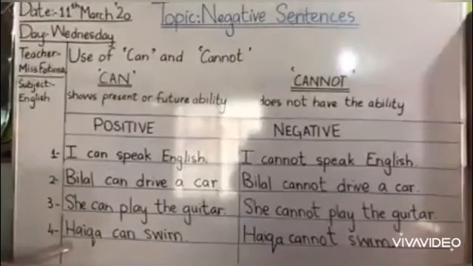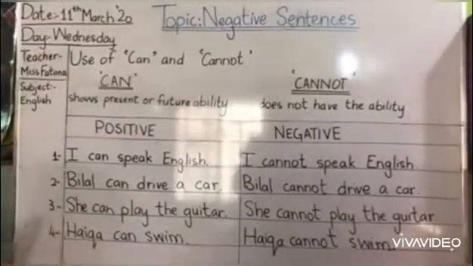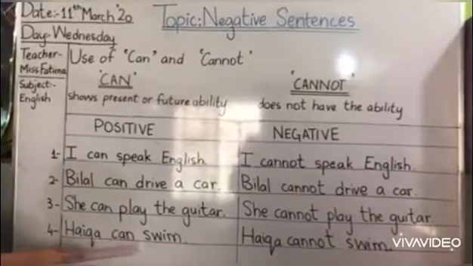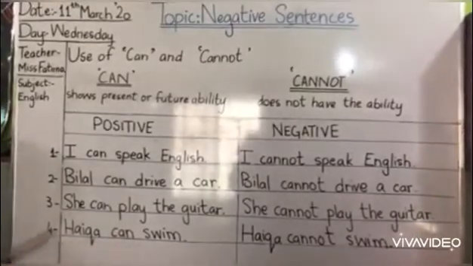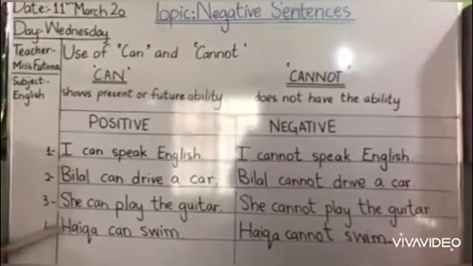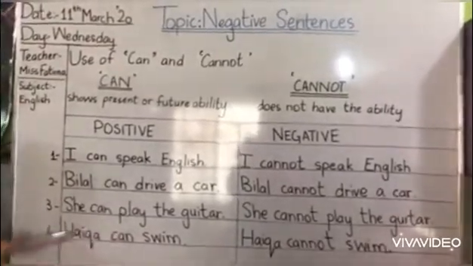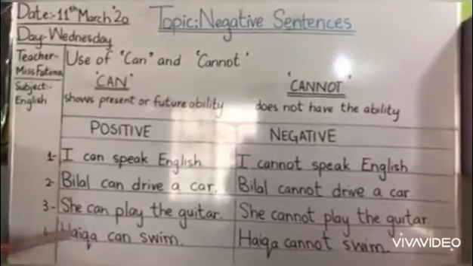Next one. Haika can swim. That means Haika has the ability to swim, or Haika is able to swim. That means Haika knows how to swim. So here the word can is showing Haika's ability to swim.